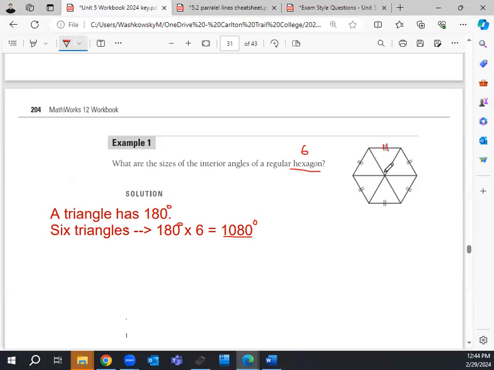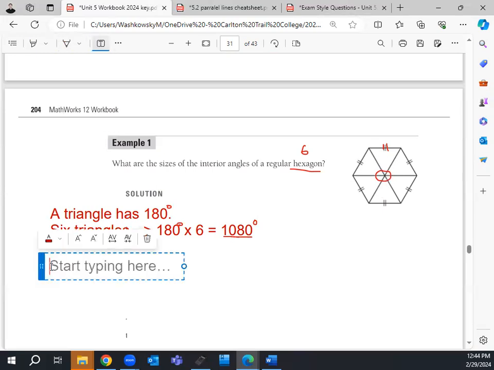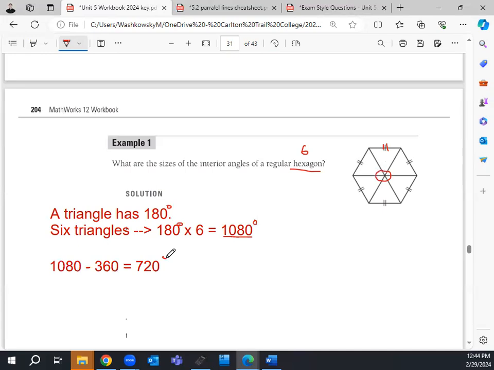This also includes all these angles here in the center. So what I've made here is a circle, right? How many degrees are in a circle? 360, right? So if I know I have 1,080 degrees and I have 360 degrees, I know that I have 720 degrees left for all of these things here.